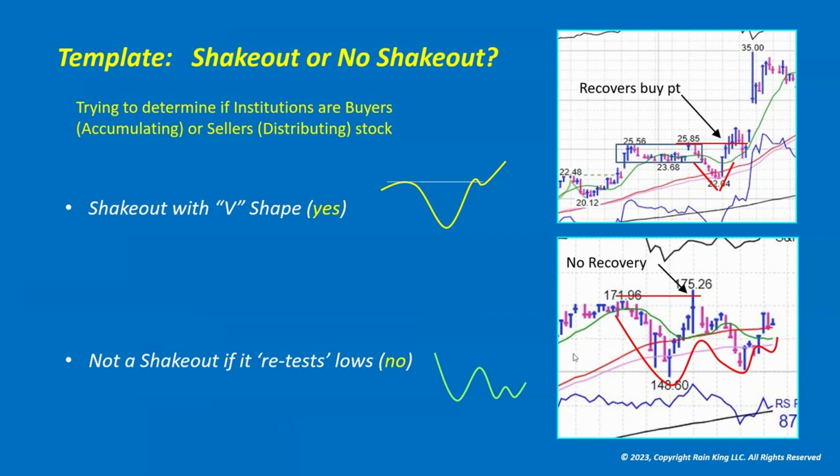What we don't want to see is a stock that comes down hard, comes back up to the prior pivot zone, and then kind of rolls back. As soon as it starts rolling back, you need to get out. It's not a shakeout, and this was probably distribution. So this will make a little more sense as we look at some examples.